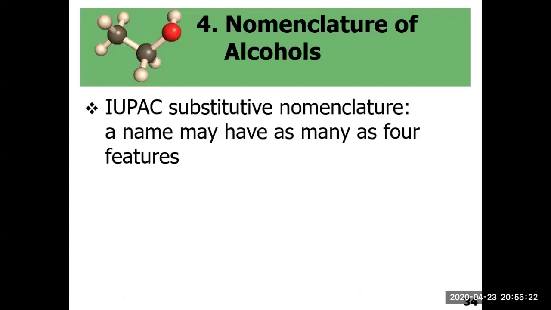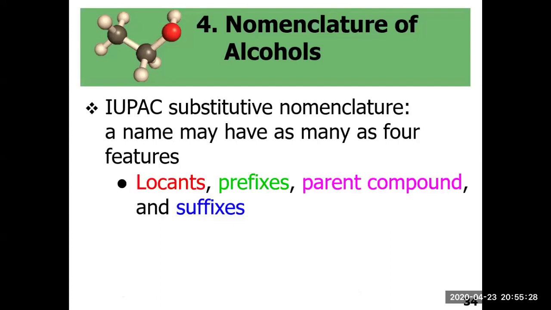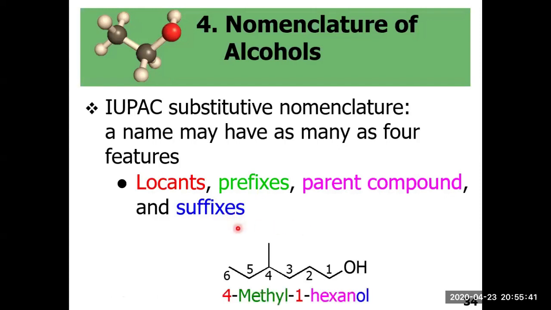For IUPAC substitutive nomenclature, the names of alcohols can have as many as 4 features. That is, the name should show the locants, prefixes, the parent compound, and the suffixes. We'll go through this using this example. When I say locants, this is just the carbon atoms to where your substituents or branch points are located. So these are the numbers in the final name.